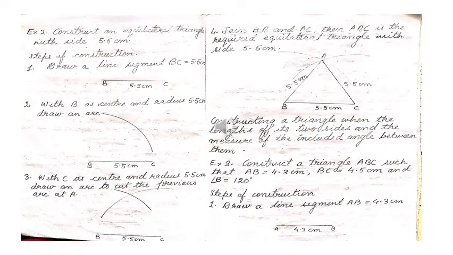Now, the second example, construct an equilateral triangle with side 5.5 centimeter. As you have already studied, an equilateral triangle has all three sides equal and their angles are also equal. Now here we are going to discuss about the side part only. Now steps of construction, the first one, draw a line segment BC which is equal to 5.5 centimeter as you can see on your screen.